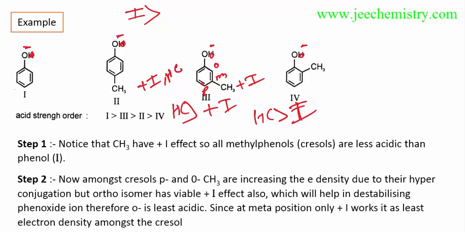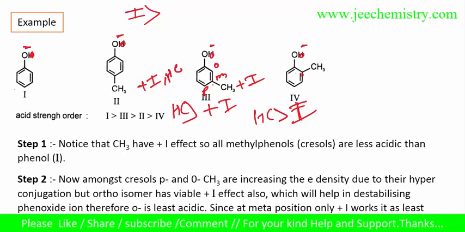This is providing hyperconjugation and plus I effect. This is providing hyperconjugation. This is providing only plus I effect. As hyperconjugation has higher priority than the I effect, it will push more and more electrons. But these three compounds have only the plus I effect, not hyperconjugation. I've already explained that at the meta position only the I effect acts, not hyperconjugation. That's why this will be more acidic than these other two compounds. So the third position will come in our series.